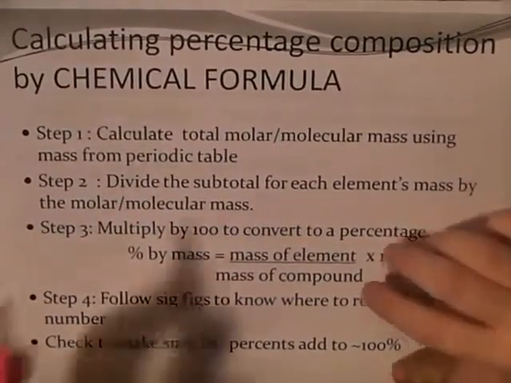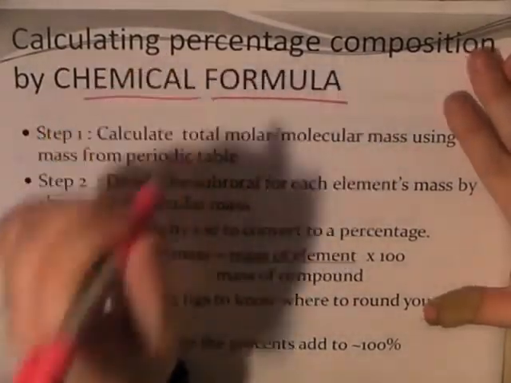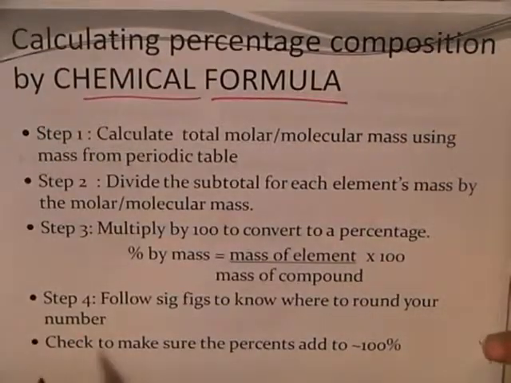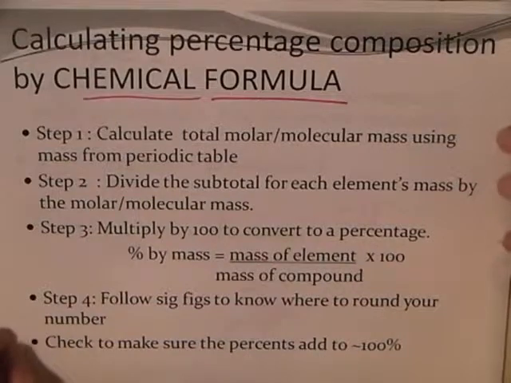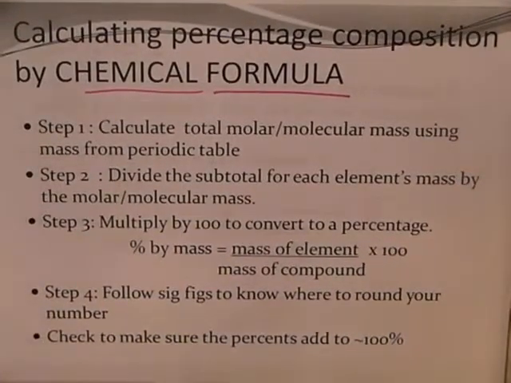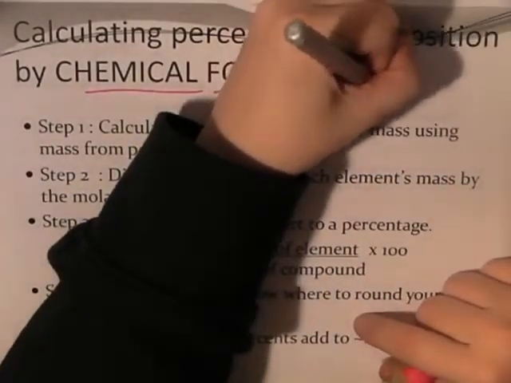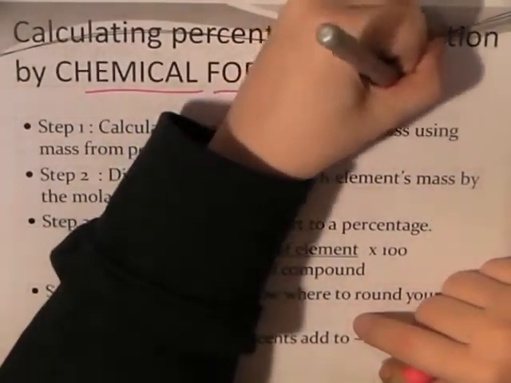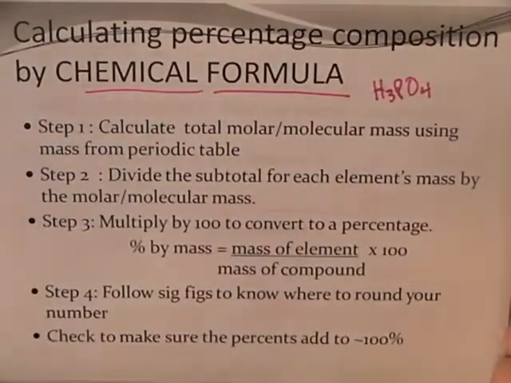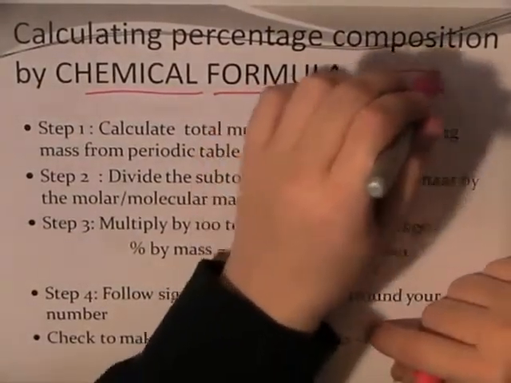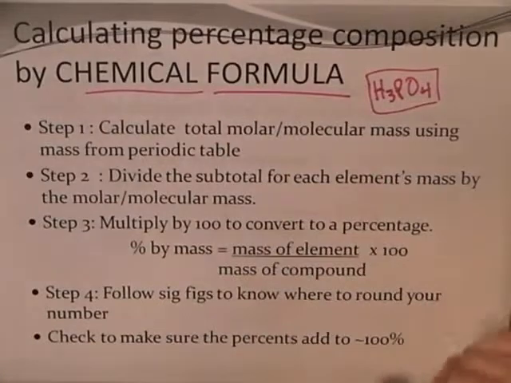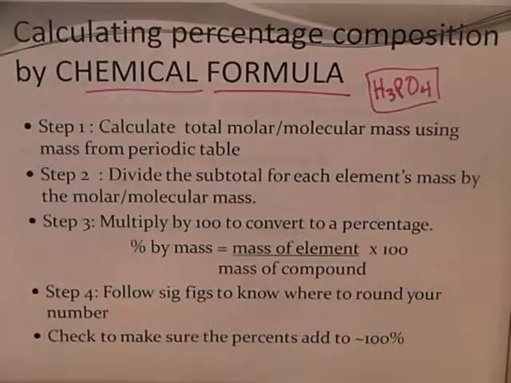So just notice the keywords in this are chemical formula. So in this one, you'll be given the chemical formula first. So go ahead and pause now. Okay. So if you're given the chemical formula, that's like saying, I give you H3PO4 and I want you to calculate percent composition just being given that. Right? That's what these instructions are for.